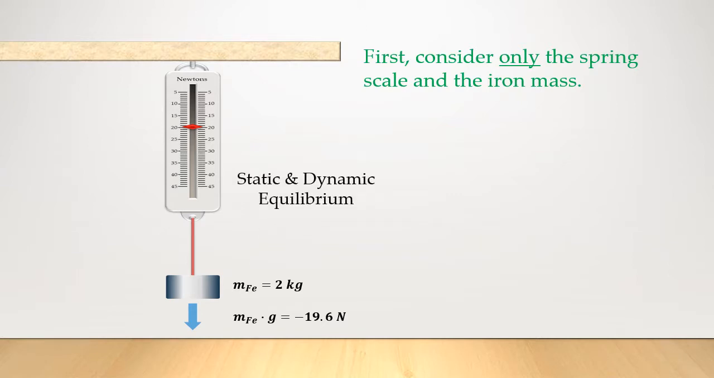Now we say that the system is in static and dynamic equilibrium. What that means is that the system is not moving up or down, and that all of the forces are balanced. That is, the upward forces and the downward forces are equal in their magnitudes.